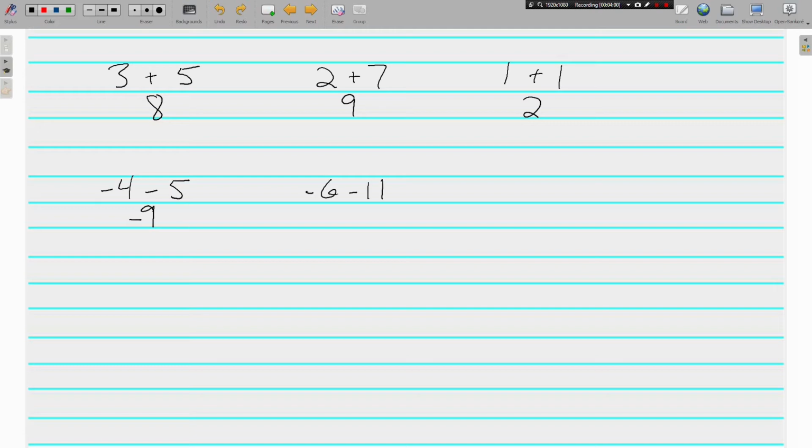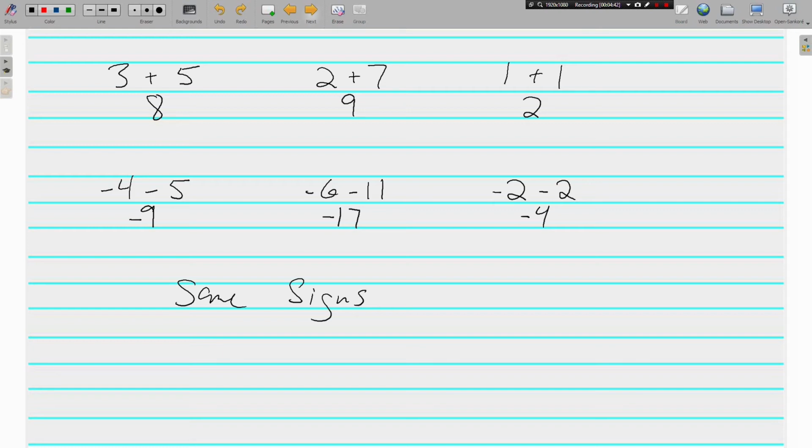-6 minus 11 is combining -6 and -11. Same sign, so we add. 6 plus 11 is 17, and we keep the sign. 6 negatives and 11 negatives, 17 negatives. 2 negatives and 2 negatives are going to give us 4 negatives. Okay, so these were all examples of same signs. The top 3, they were both positive. The bottom 3, they were both negative.